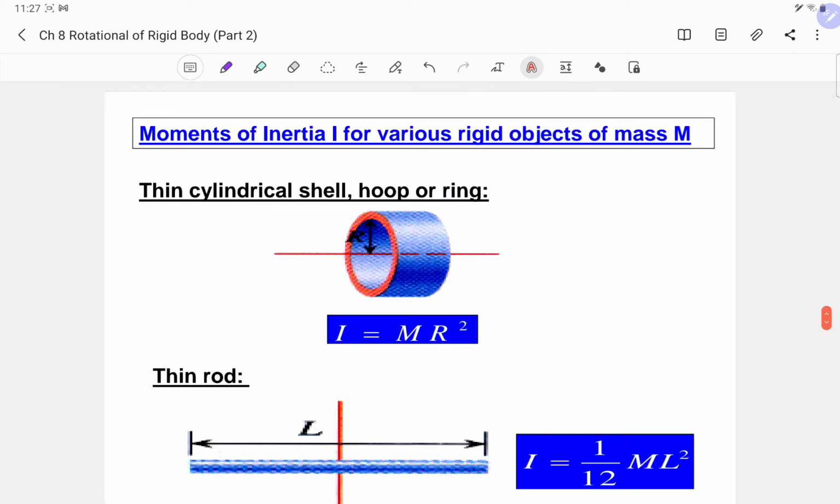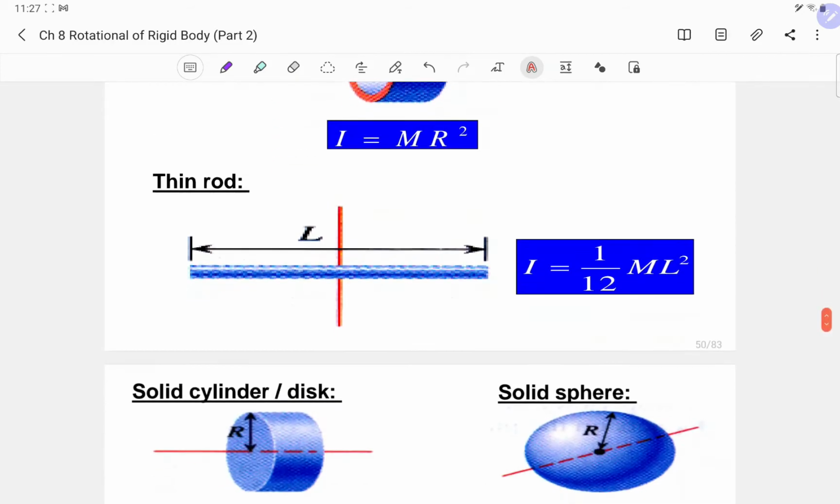Next, different shapes of rigid body will have different formulas on how to calculate the moment of inertia. For example, for the thin cylinder, hoop or ring, I is equal to mr squared. So this is the mass of the rigid body and r is the radius of the ring. And then we have thin rod. Thin rod is 1 over 12 ml squared. So L is the length of the rod.